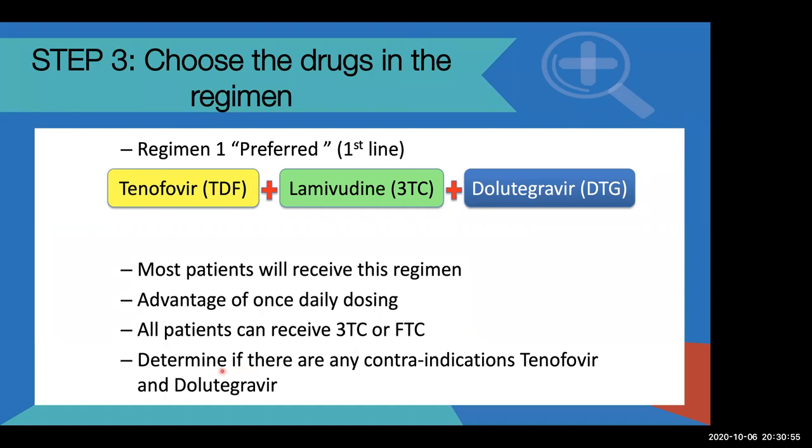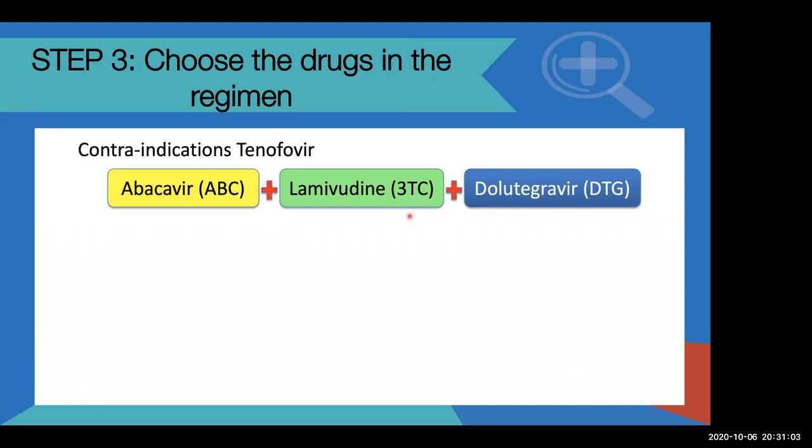But you need to determine if there's any contraindications to tenofovir or dolutegravir. Lamivudine is generally well tolerated without any significant problems. Where tenofovir cannot be used, then you would use abacavir, right, with lamivudine and dolutegravir. You'll give the fixed dose combination of abacavir and lamivudine, then add dolutegravir as a second tablet.